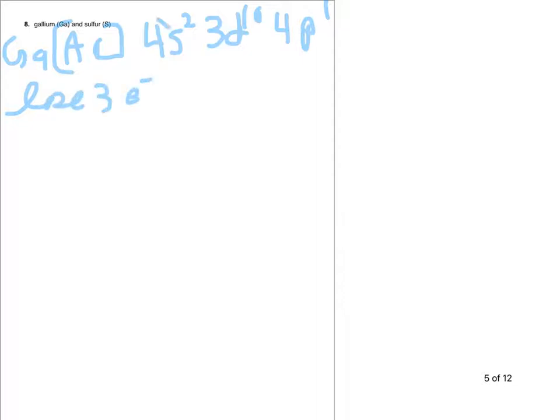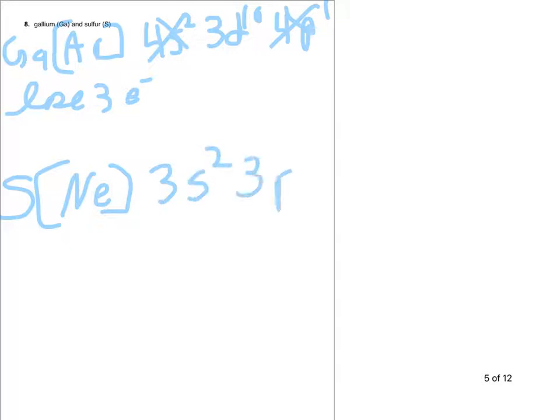Gallium starts with argon and a 4s2 and 3d10, and we get over into the 4p, and we're only the first one in. So it's wanting to lose 3 electrons. It's going to get rid of those and those and become a pseudo noble gas notation. Sulfur starts with neon and 3s2 and 3p4. So this one's going to want to gain 2 electrons, bringing that up to a 6.